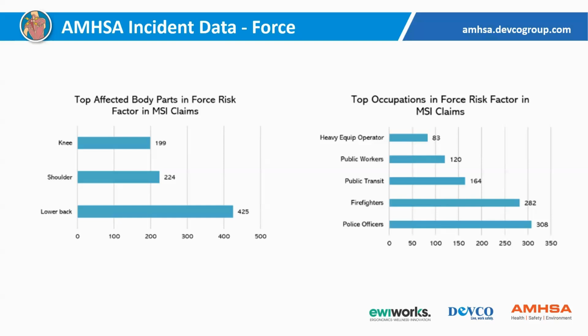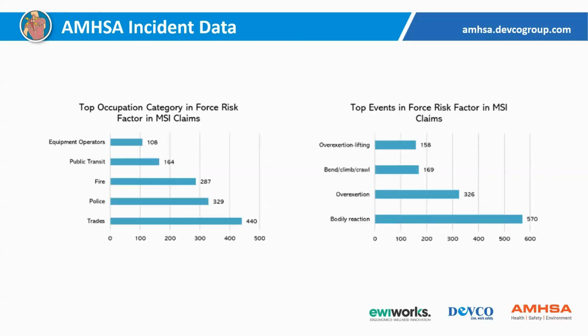And then if we look at top occupations in force risk factor for MSI claims, police officers are number 1, followed by firefighters, public transit, public workers, and heavy equipment operators. So again, it follows very similar to the other stats that we were looking at, but a number of areas that we will commonly see. Okay, last graphs, so we don't get graph fatigue here, and then we'll get into a summary and into what we do about all this.